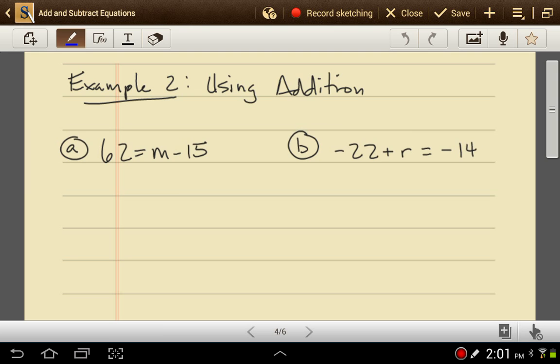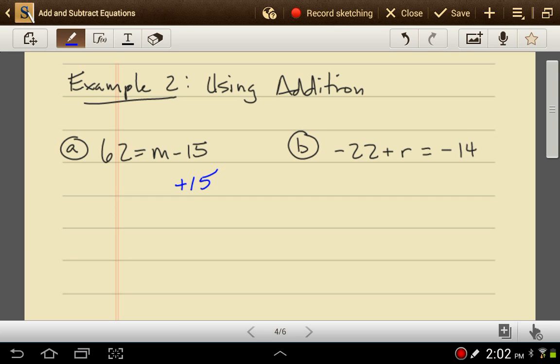So I have 62 equals M minus 15. I still want to get M by itself. I'm subtracting 15 from M, so I want to get that to 0. So if I subtract 15 from something to get it back to 0, I add 15. These are called inverse operations when I do that, because the inverse of adding is subtracting, and then later the inverse of multiplying is dividing. Those are inverse operations.